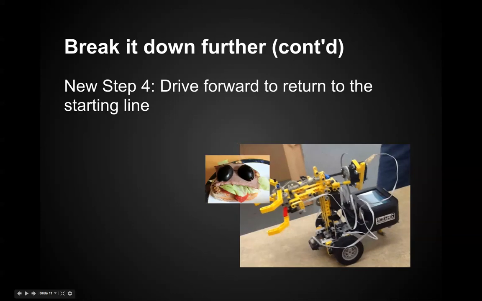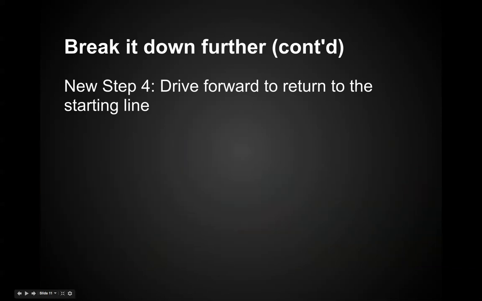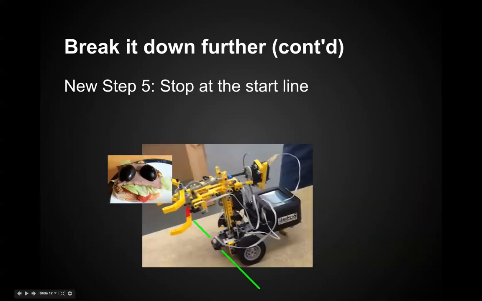And the old step three, I've kind of broken down into two steps. Drive forward to return to the starting line is the first step. And then once we get to the start line, we want to make sure that we stop. So we have a location for our bot to be and the object to be.